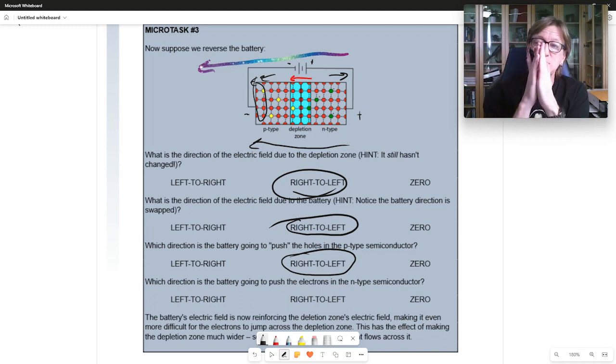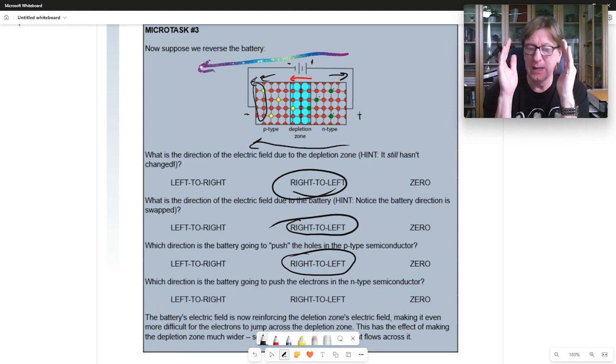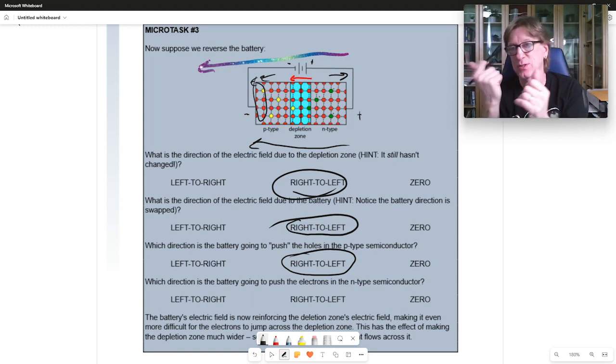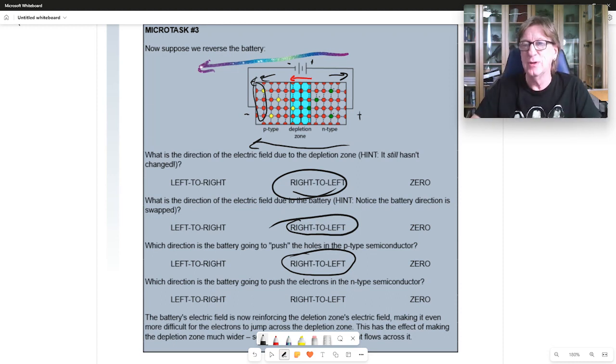And the end effect is the depletion zone, instead of being teeny tiny, gets very wide. It gets so wide that no electrons are able to cross. In fact, the electrons are wanting to avoid the depletion zone, as you can see. So if I put my battery in backwards, then no current is going to flow across it. And this is why the diode only allows current to flow in one direction.